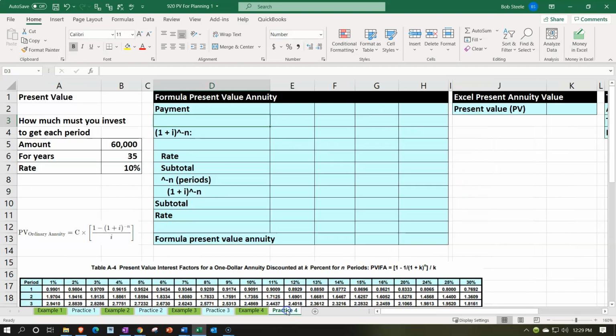Let's do it one more time. Let's do this kind of problem one more time with the annuity. So now we got the present value. How much must you invest to get each period $60,000 for 35 years at a rate of 10%.